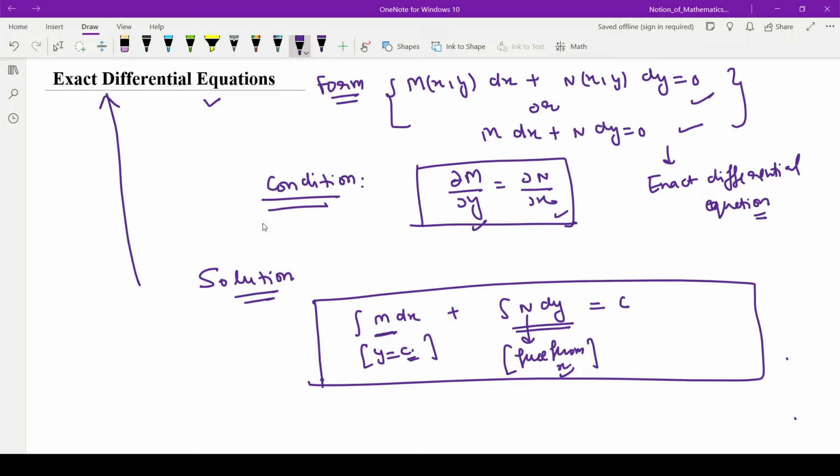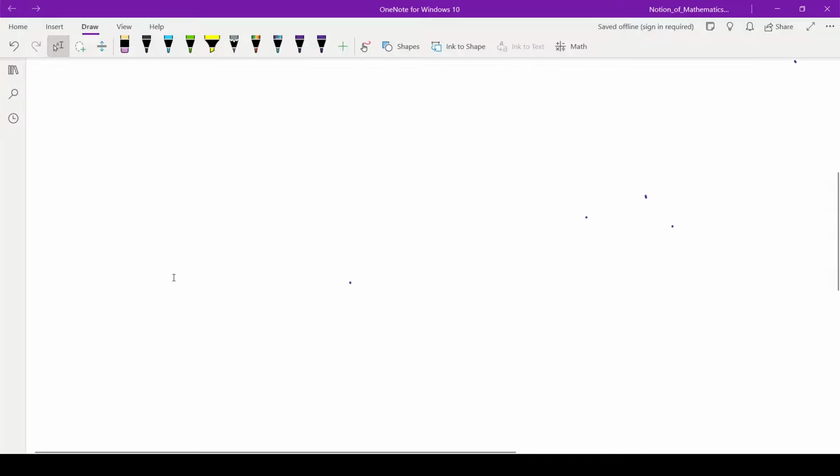So first of all we will check the condition of exactness. If that is fulfilled, then we will talk about the solution of that exact differential equation. But this particular concept will be clear with the help of one question, so that is why I am going to discuss one question here.